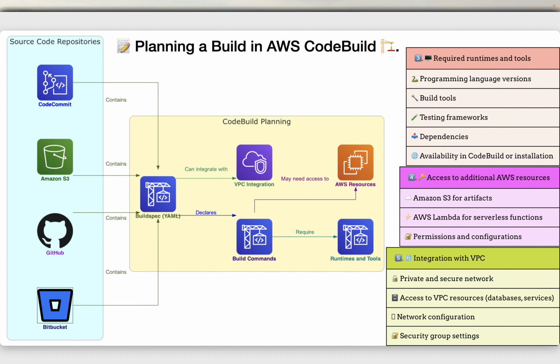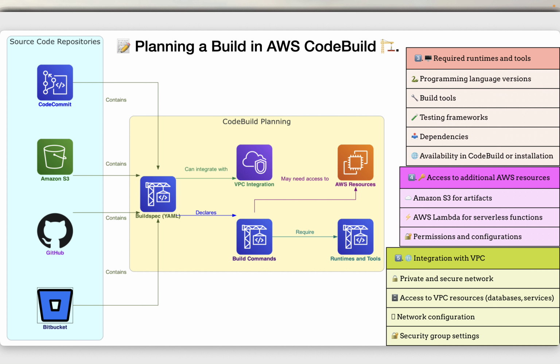So, benefits of VPC support in AWS CodeBuild. With VPC support, you can run integration tests from your CodeBuild project against data stored in an Amazon RDS database that is isolated on a private subnet. This allows for secure and controlled testing of your application's interaction with the database.